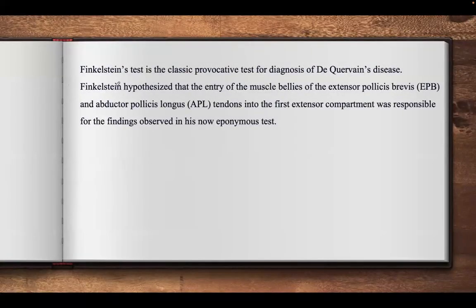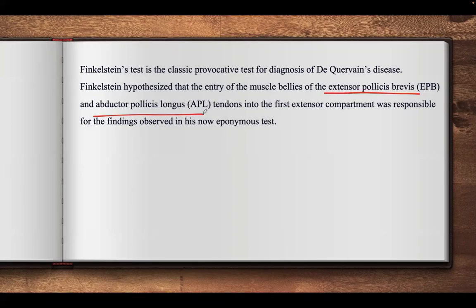So it is a provocative test for the diagnosis. It was hypothesized by a scientist whose name was Finkelstein. What happens is two muscles, extensor pollicis brevis, EPB, and abductor pollicis longus, so thumb muscles basically, are in the extensor compartment and are responsible for this test.